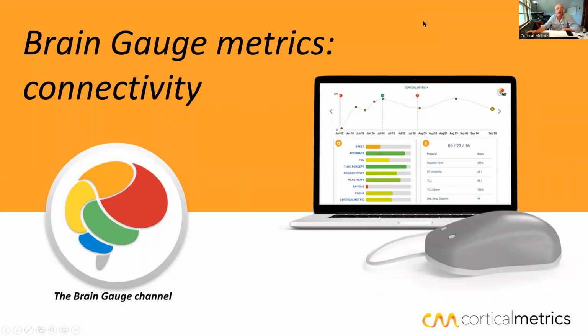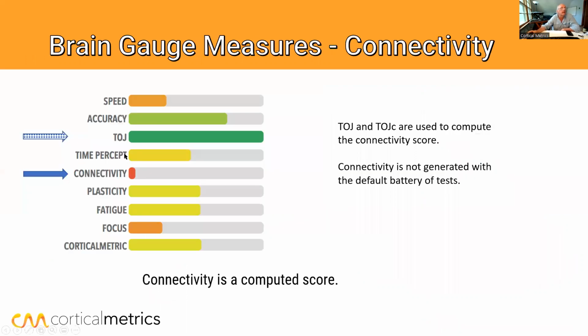I'm Mark Tomerdal, and I'm going to talk a little bit about connectivity, the connectivity score on the Brain Gauge metric. It shows up on your bar chart right here. TOJ is pointed at because it requires TOJ to be collected. It's a computed score, and it's computed between TOJ, or temporal order judgment, and temporal order judgment carrier. I'm going to get to the details of that in a minute.